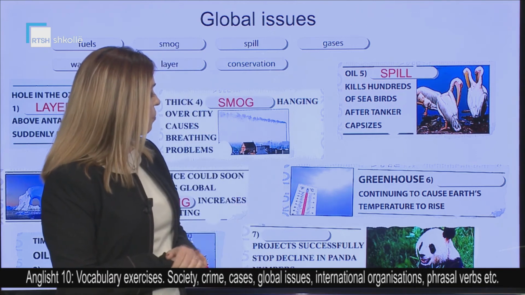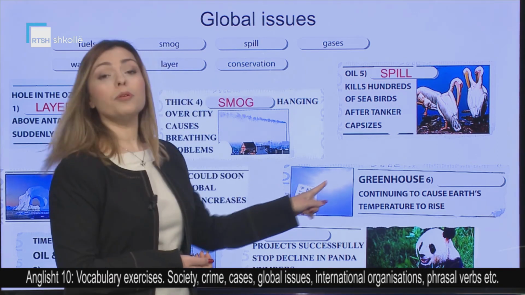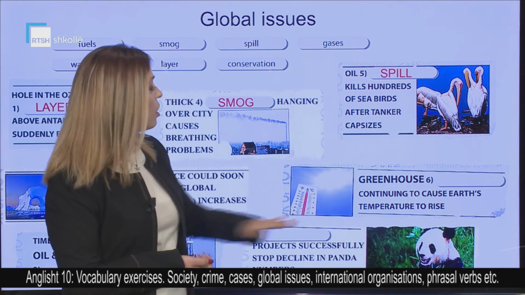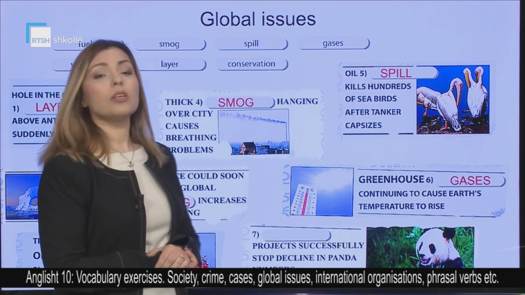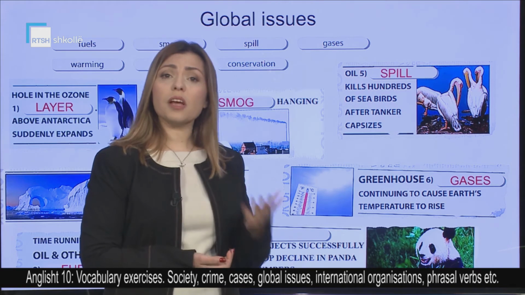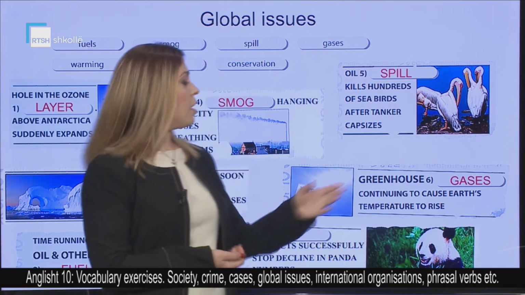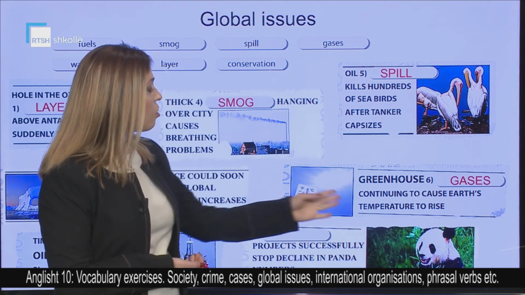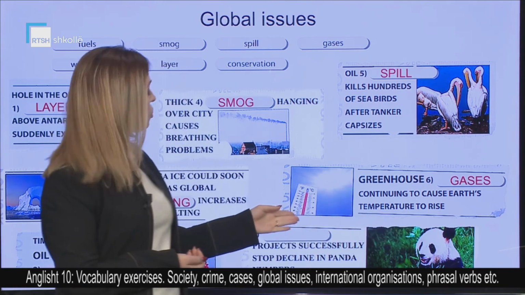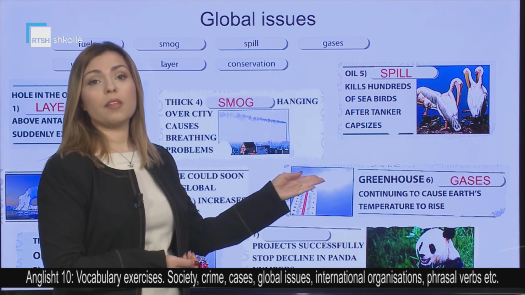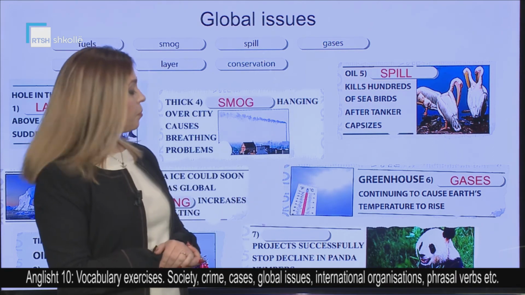The next one, can you see the temperature? How is this called? This is the greenhouse gases. These are the gases that come out of the greenhouses. And this, of course, has caused the temperature to rise a lot. And that is very, very dangerous.